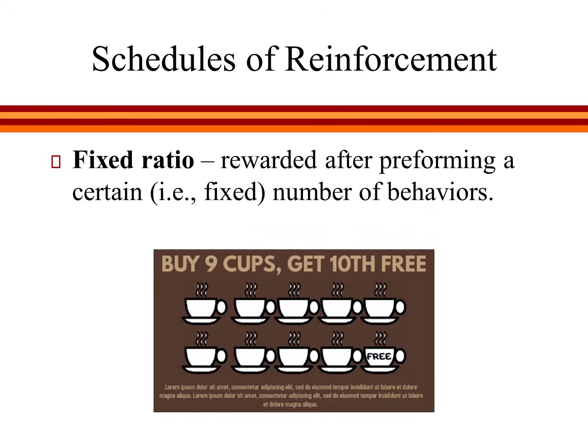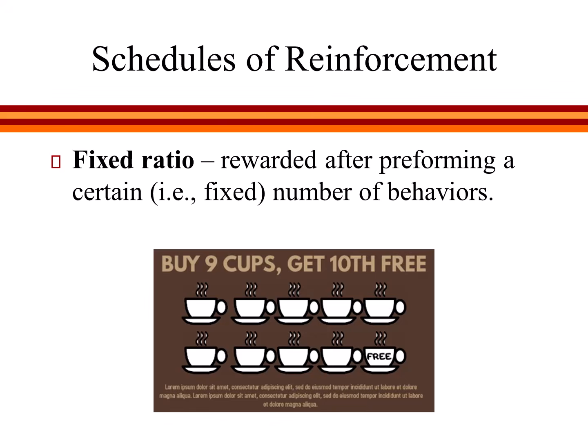Let's look now more at each one. First, a fixed ratio schedule of reinforcement means that you are rewarded for every certain number of times that you perform a behavior. A store rewards promotion like this one, where buying 9 cups of coffee gets you an additional 10th cup for free, is an example of a fixed ratio schedule. The behavior that is trying to be reinforced, which is buying coffee at that particular establishment, is rewarded with a free beverage every 9 times you complete the behavior.